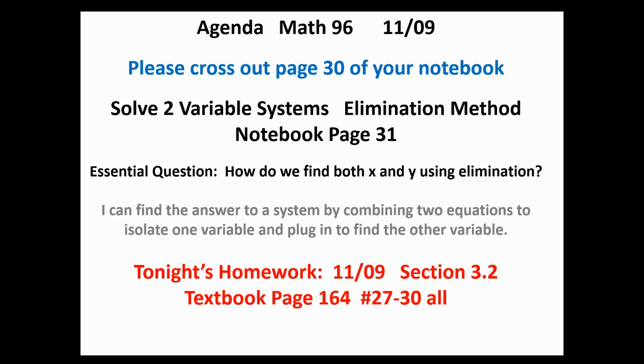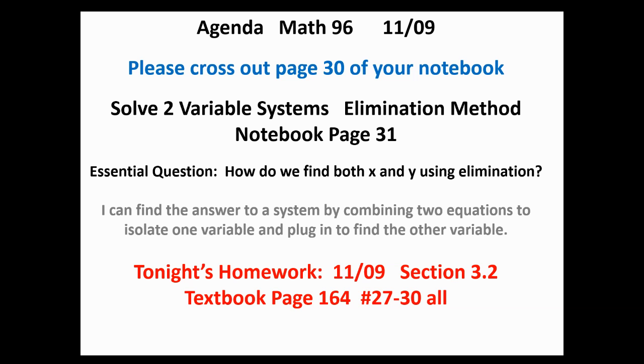So there's a couple different things we're going to be doing today. First of all, I need you to cross out page 30 of your notebook for substitution method. We're not going to be doing that method this year. We are going to be doing the elimination method on page 31 of your notebook.